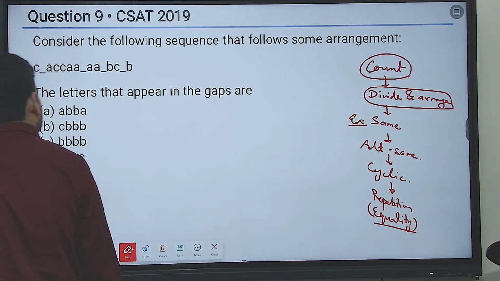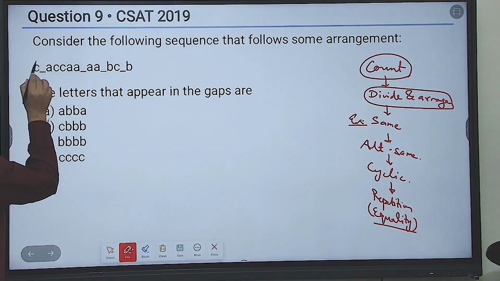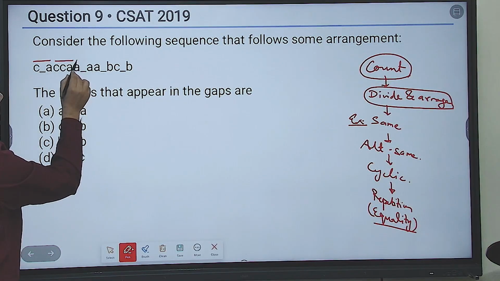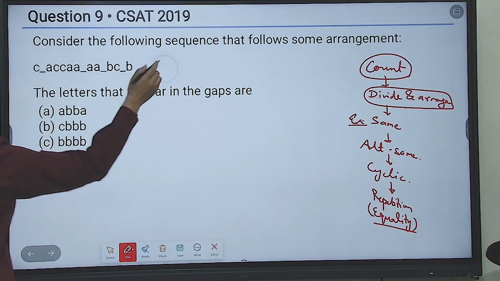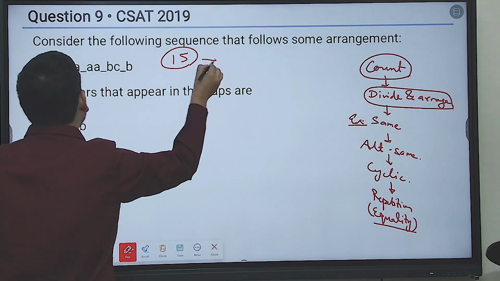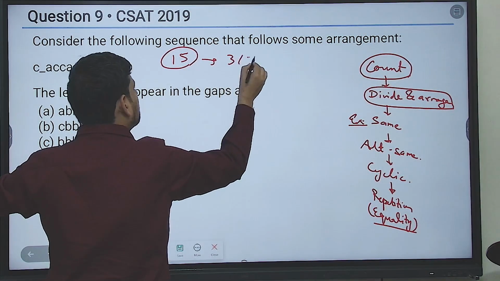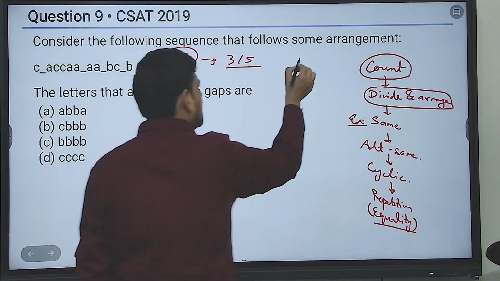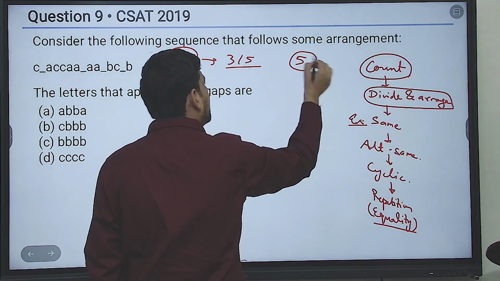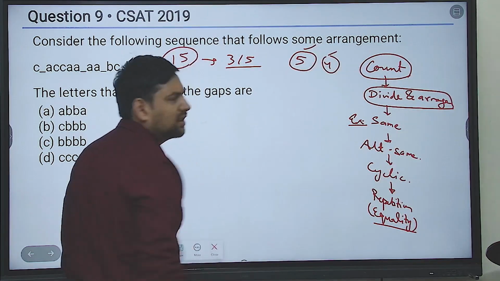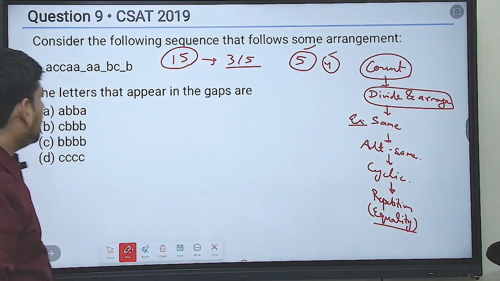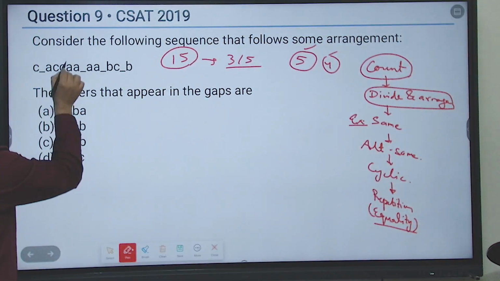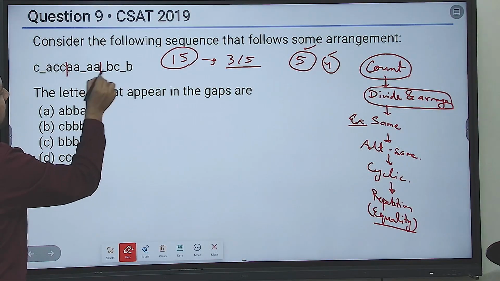So first thing, count the number of letters. How many letters are there? 1 2 3 4 5 6 7 8 9 10 11 12 13 14 15. So there are a total of 15 letters, so groups can be divided into 3 or 5. If there is an option to divide it into 5 or 4, choose these. These are most often the correct way. Now let's divide it into groups of 5. 1 2 3 4 5, 1 2 3 4 5, 1 2 3 4 5.